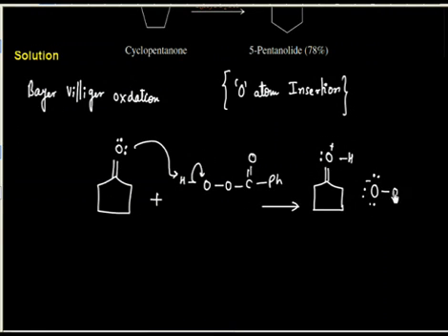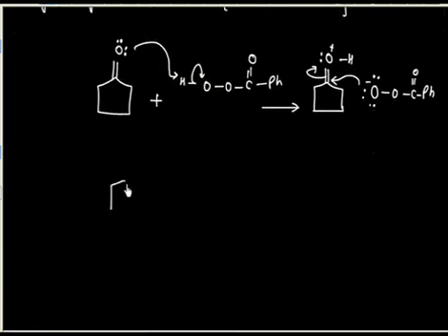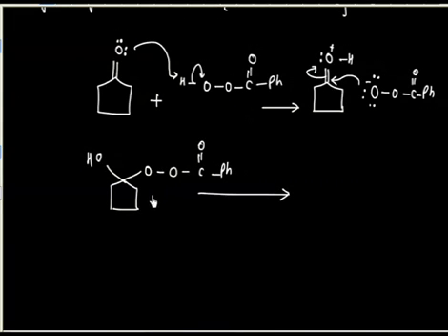Now in the next step you can attack this O minus. This will act as a nucleophile. So now in this step this will attack here and this goes here. So if this happens, you can write what will happen in this case. On this side you have OH and then you have this O, COPh.